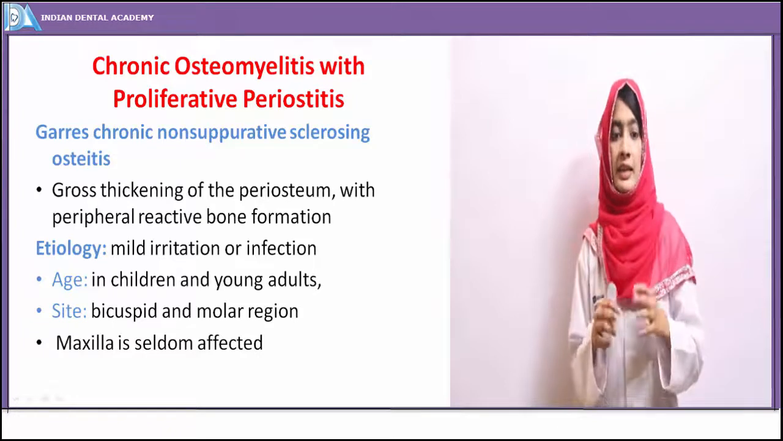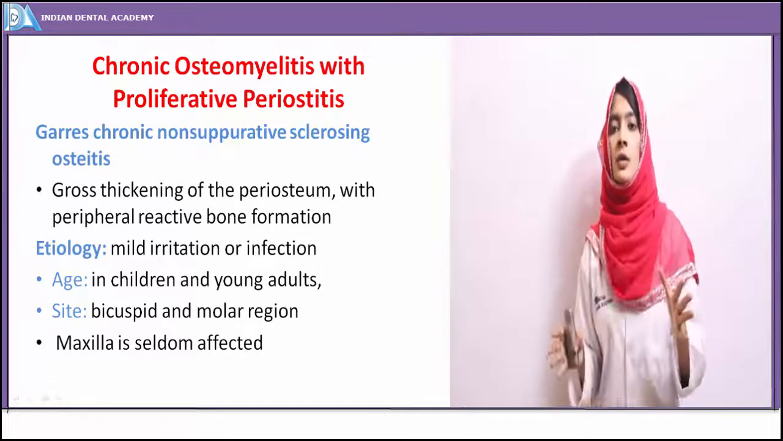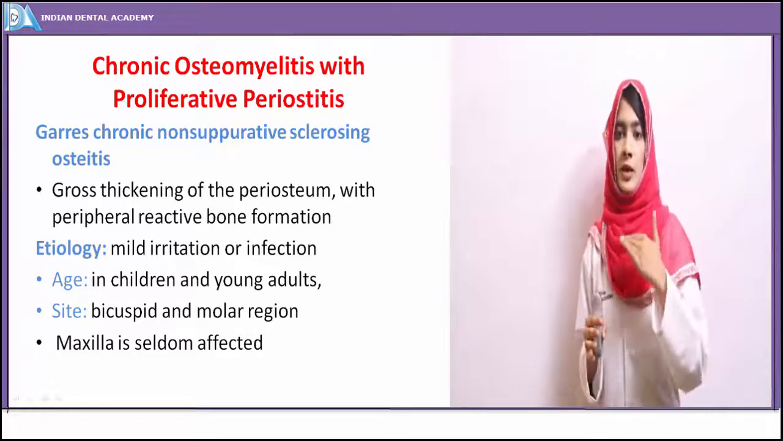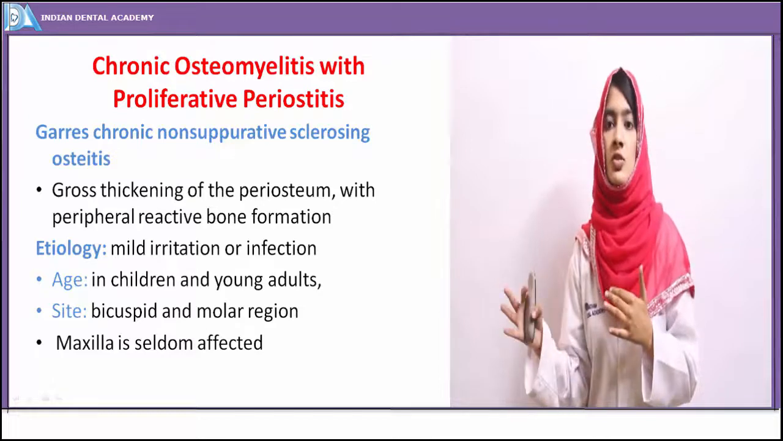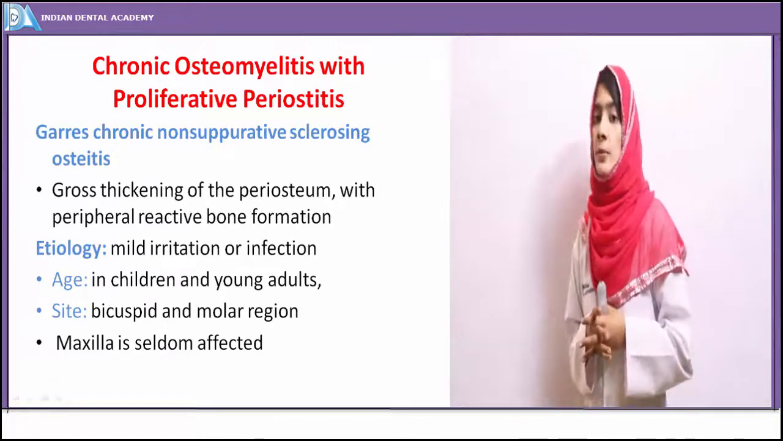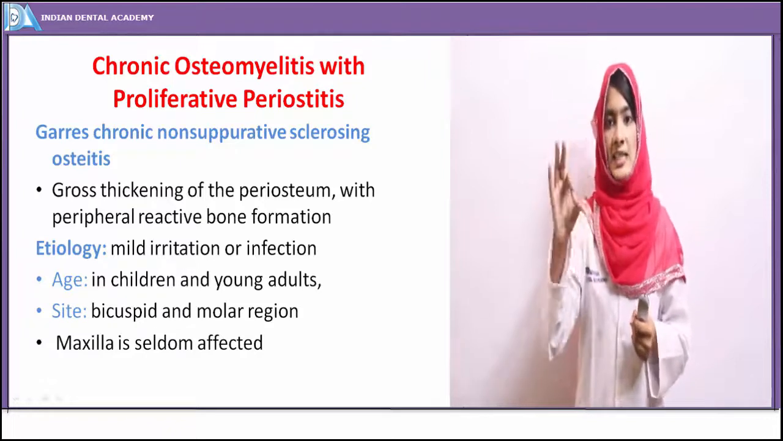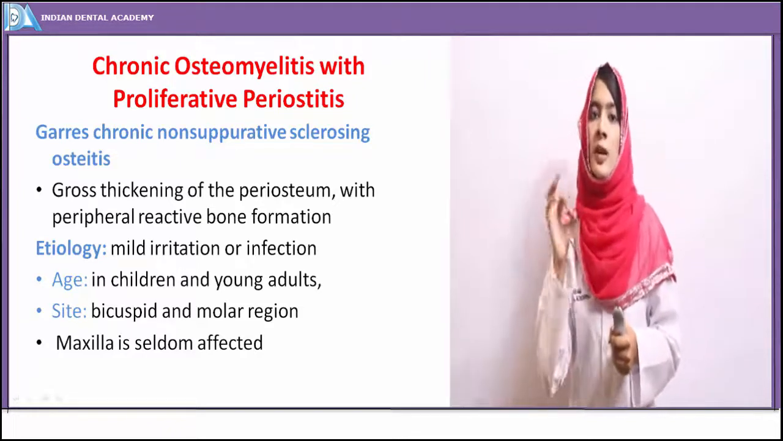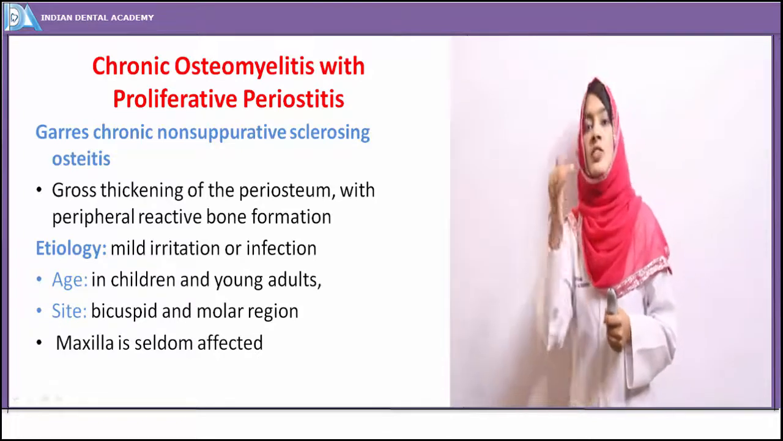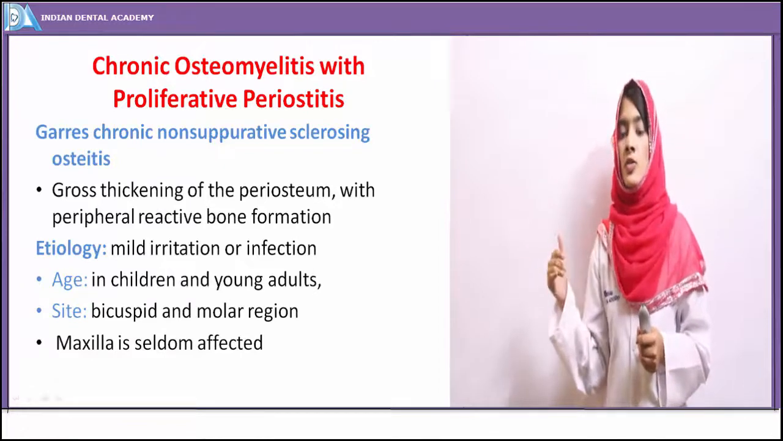Originally, when Garre, the author, proposed this form of osteomyelitis, he did not show any symptoms of periostitis. It was later on put forward that periostitis also occurs in case of this Garre's chronic non-suppurative osteomyelitis. So focal gross thickening of periosteum is the characteristic feature here. Essentially, peripheral reactive bone formation is present. The features of chronic osteomyelitis are common, as seen in case of other chronic forms of osteomyelitis.